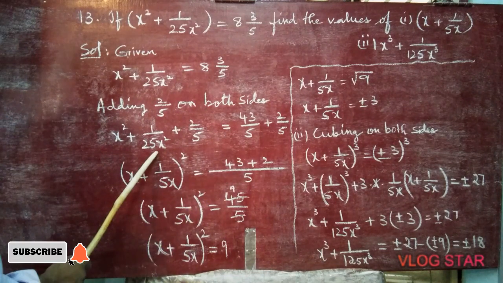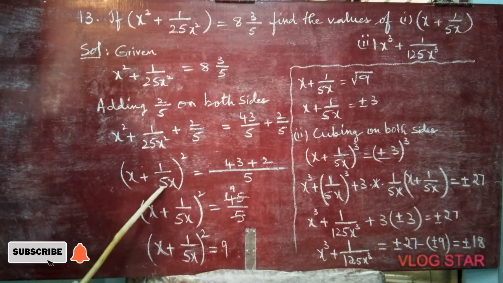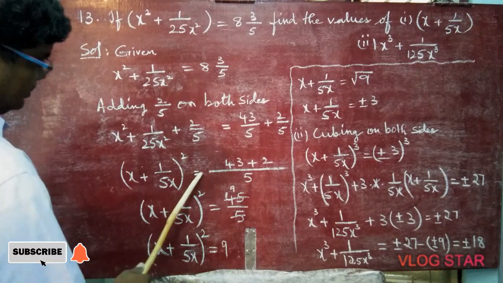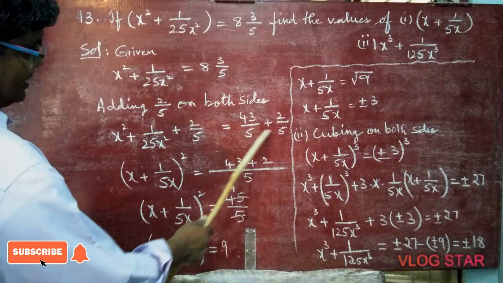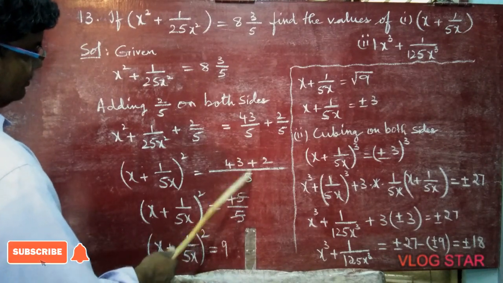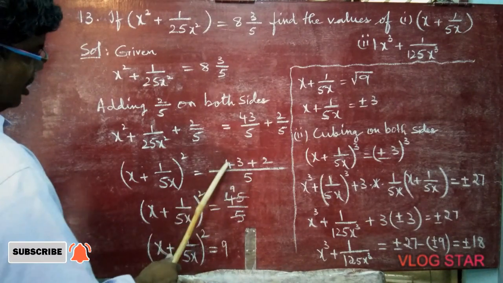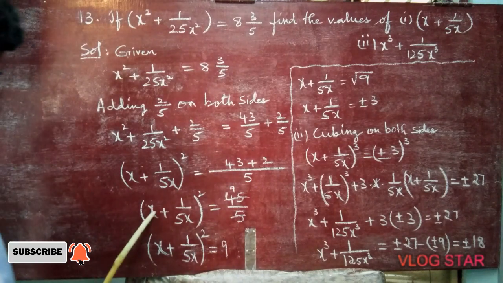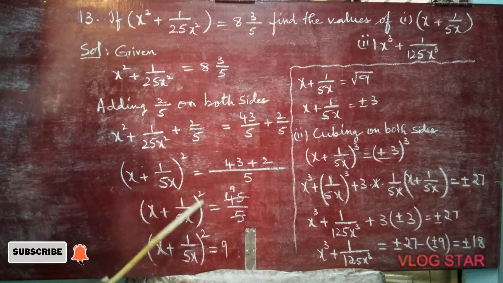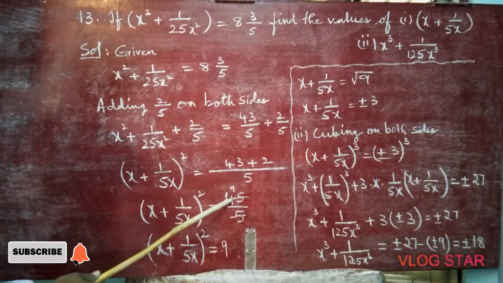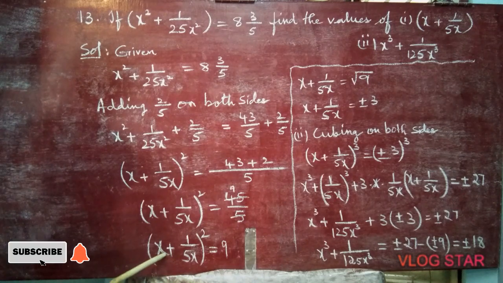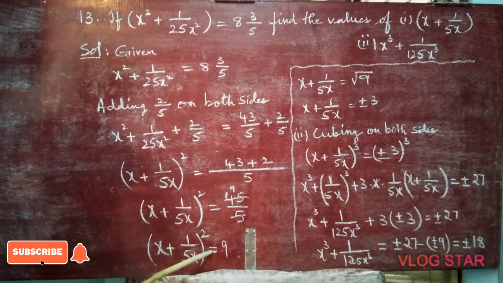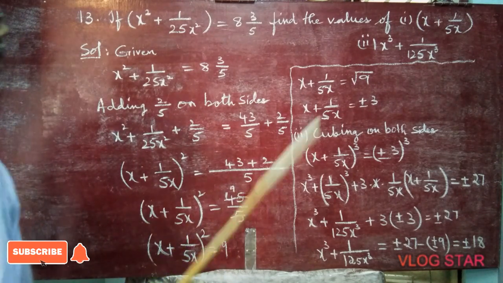Now, in the formula, (x + 1/5x) whole square is equal to... like fractions, the denominators are the same, so 5 only will come. We have to add the numerators, 43 plus 2. (x + 1/5x) whole square is equal to 45 by 5. 5 goes into 45 nine times, 5 nines are 45. So (x + 1/5x) whole square is equal to 9.